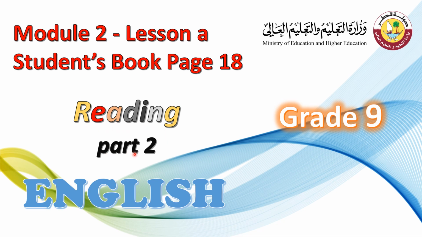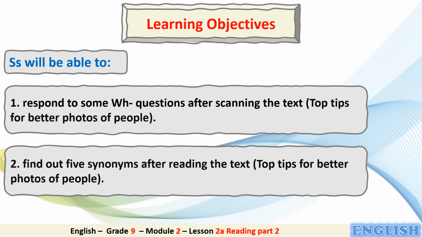Reading Part 2 for Grade 9, Module 2, Lesson A, Students Book, page 18. Let's get started. As you remember, in Reading Part 1, we recognized some words related to the reading text about top tips for better photos of people. Also, we identified the main idea of the reading text.